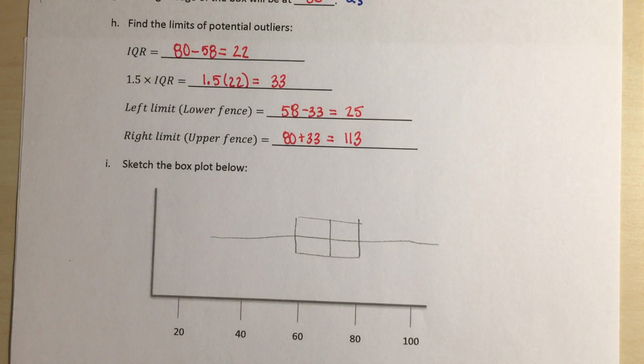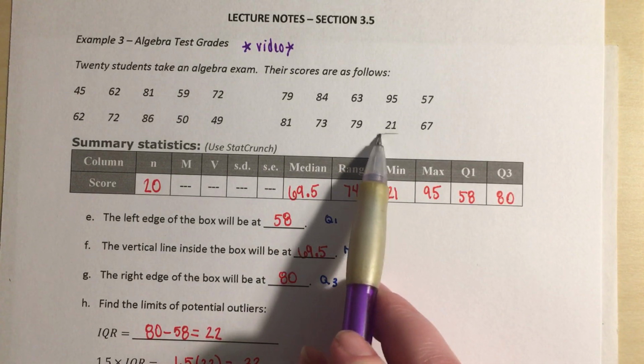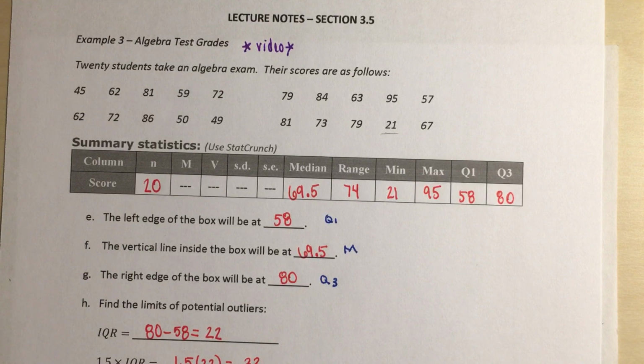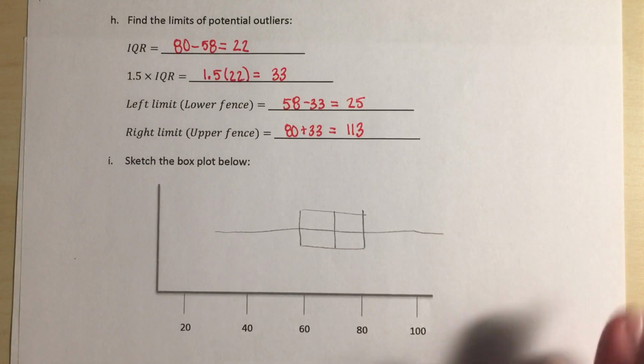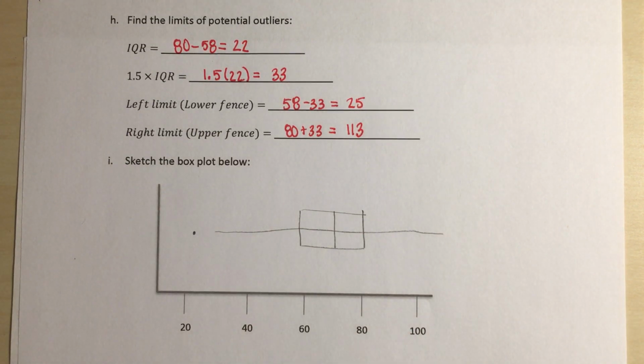And then we do want to go back to our original data set and see if we do have any outlier values. If we go back up here for just a quick second, we do see a value of 21. 21 is going to be outside that fence that we just found. So we do want to make sure we put a little dot here at 21.